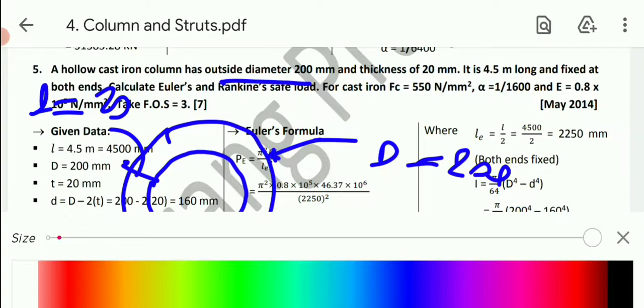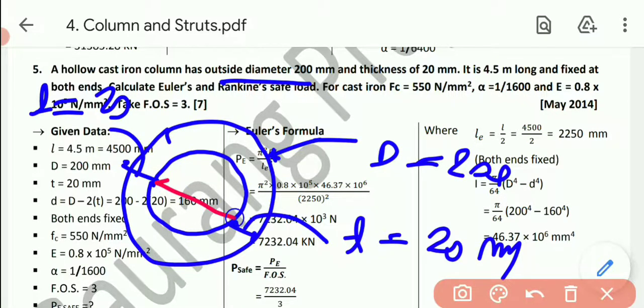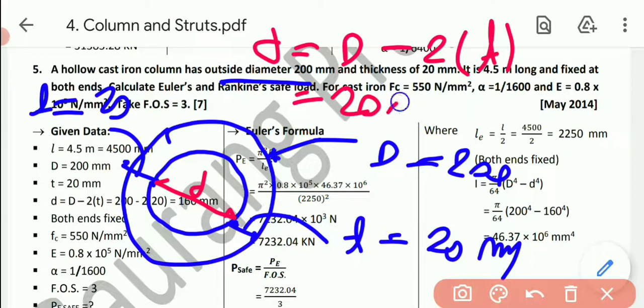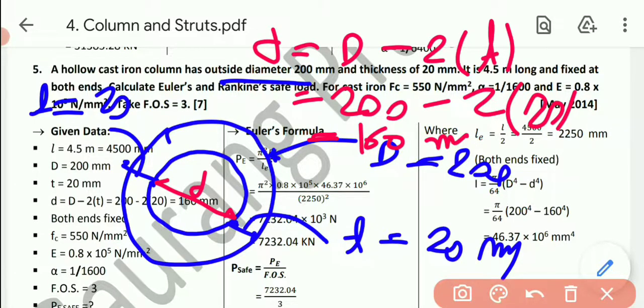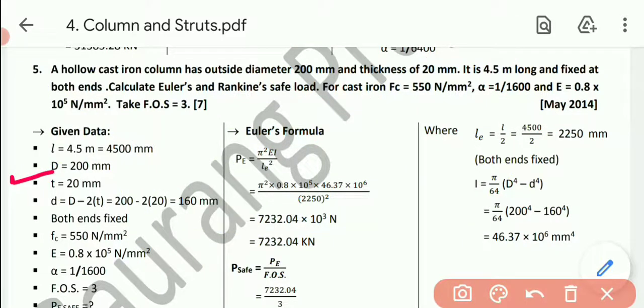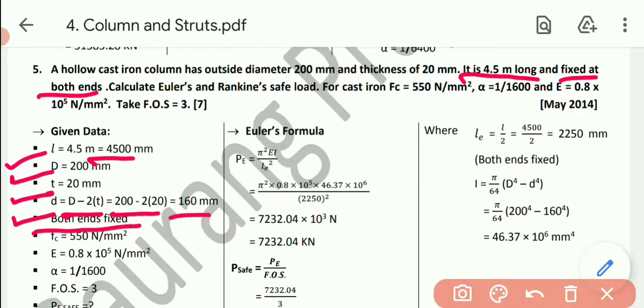So if we are concerned about inside diameter, small d, then it will be capital D minus 2 times thickness. Capital D is 200, thickness is 20, so small d will be 160 mm. Next, it is 4.5 meter long, so length is given as 4500 mm, and it is fixed at both ends. So end condition is both ends fixed.